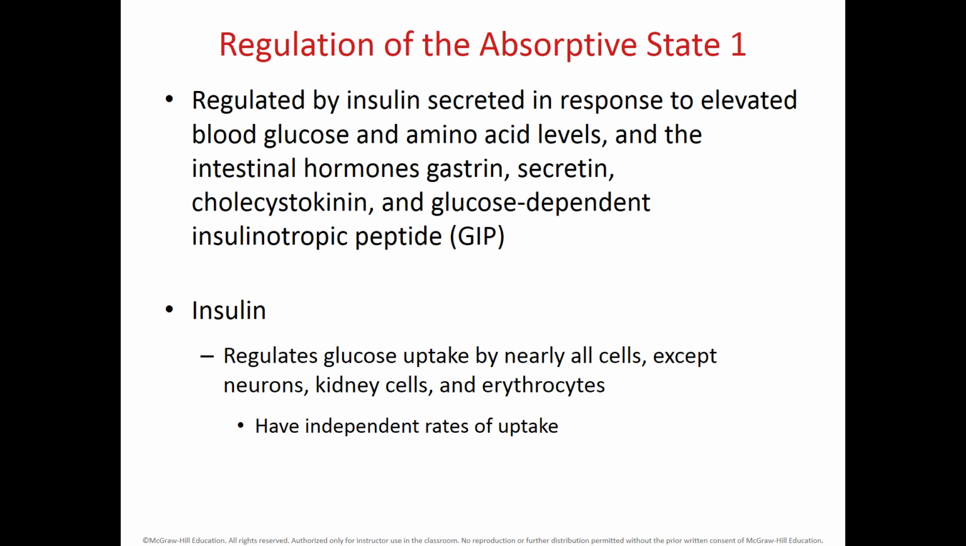So what regulates the absorption of our nutrients or our glucose will be insulin. And also you will have intestinal hormones like gastrin, secretin, cholecystokinin, and glucose-dependent insulinotropic peptide, or GIP. Now, insulin specifically is going to help to absorb this glucose because it's going to help to activate these glucose transporters so that you can have this absorption of glucose into the cells.